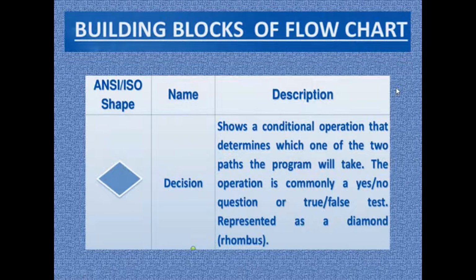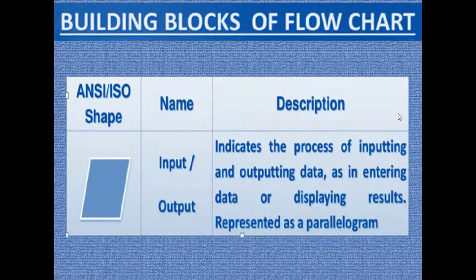The decision is a conditional operator, which tells us which path the program will take. Usually it's represented by the shape of a diamond, and the operation uses either a yes or a no, or a true or false. So one decision could be yes and one could be no, and according to that, the program takes different paths. For inputs and outputs, we use parallelograms, which show the data which we're inputting and outputting, and also to display results.